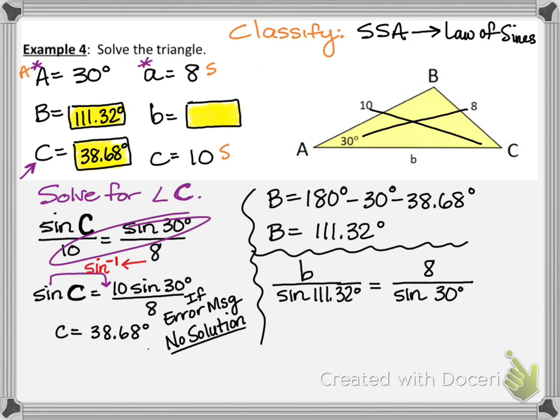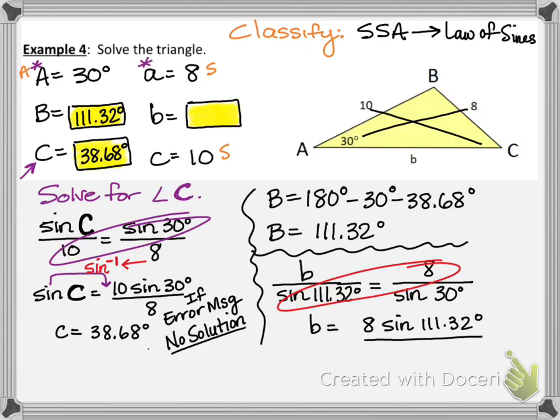So we have that cross multiplication right there. Let me use a different color here. We cross multiply and divide by the other number. So B is going to be 8 times the sine of 111.32, and we are going to divide by the sine of 30 degrees. When you enter all that into the calculator, you are going to get a B value, rounding to 2 decimal places, of 14.91. So let's put that in, 14.91.